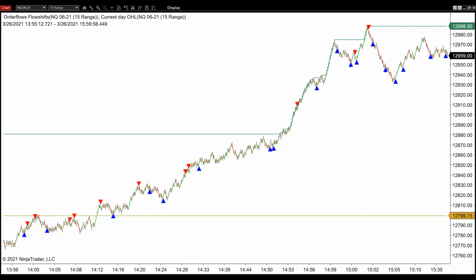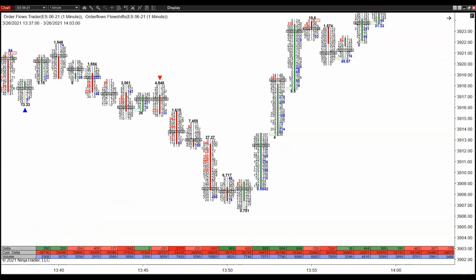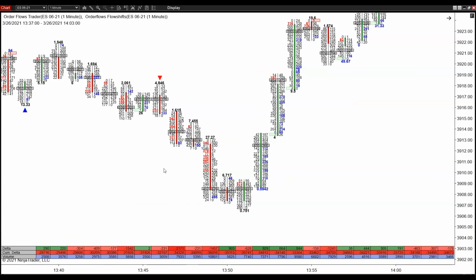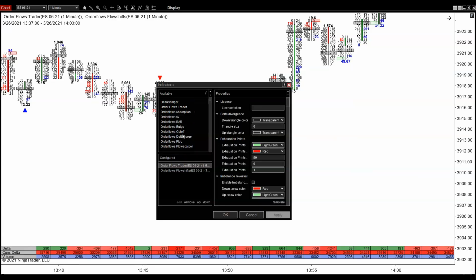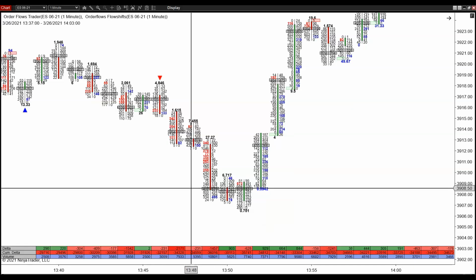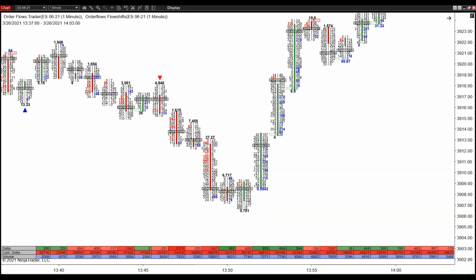Rob asked about executing via footprint chart. If you're running Markers, it'll run on the footprint chart as well as whatever thing you load it with. If you're using Markers with the footprint chart, it'll still execute. Then you just manage the trade, right? So you can see here, I got Orderflows Trader, I got the Flowshifts on there. I didn't start up Markers. This is the Markers in here, so you just have to add it on there. And yeah, I manage it from the footprint chart. I manage all my trades from the footprint chart.